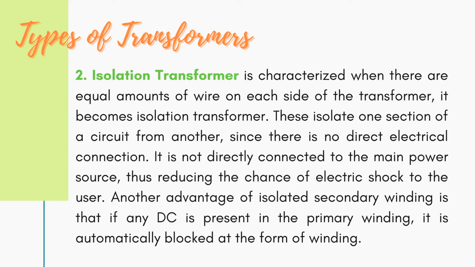2. Isolation transformer. When there are equal amounts of wire on each side of the transformer, it becomes an isolation transformer. These isolate one section of a circuit from another, since there is no direct electrical connection. It is not directly connected to the main power source, thus reducing the chance of electric shock to the user. Another advantage of an isolated secondary winding is that if any DC is present in the primary winding, it is automatically blocked at the secondary winding.